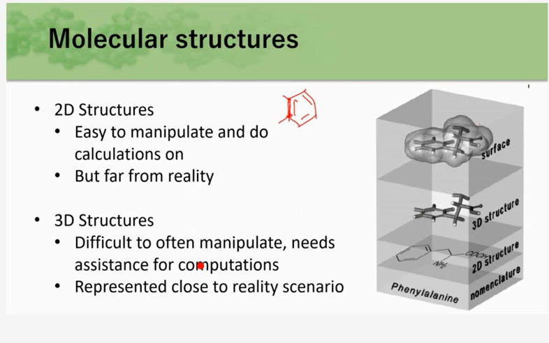Because for a given molecule, there can be any number of possible 3D conformations. For example, this is a 3D structure. It can be present in this way, it can be present in this way, it can be present in this way. So it can attain innumerable possible conformations. In reality, it attains only a few of them, one, two, or maybe four. All those are basically the minimum energy states.